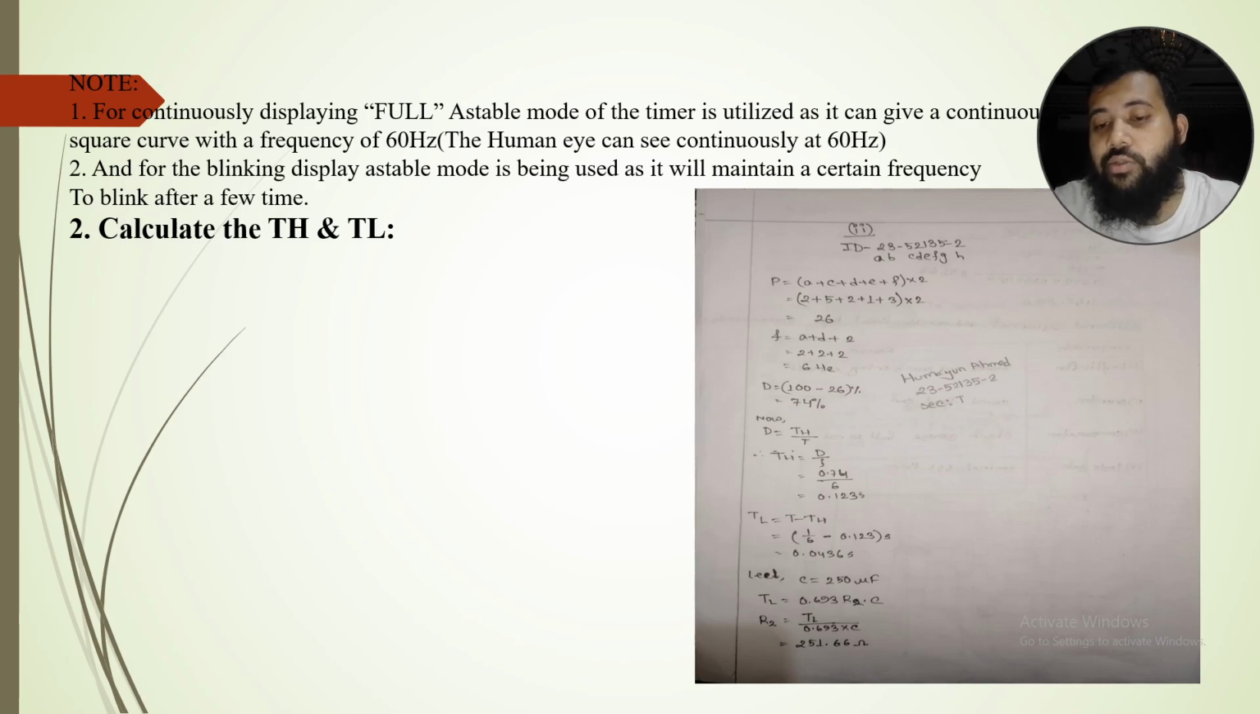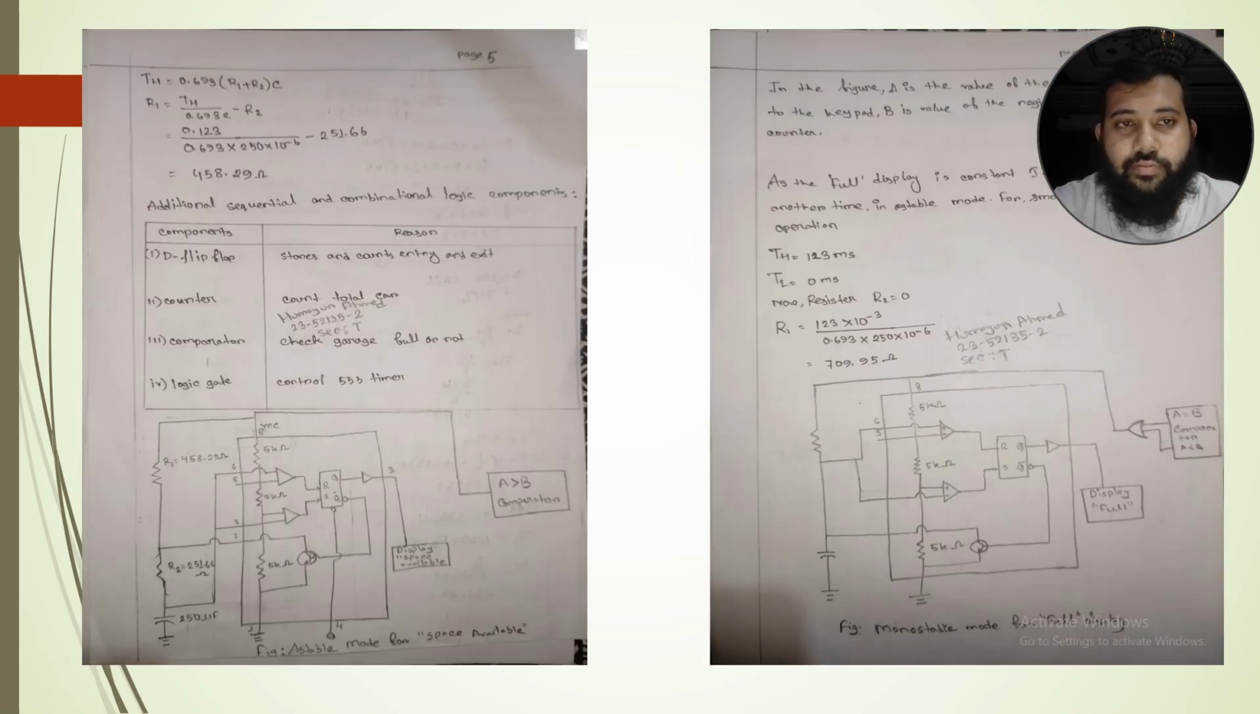So R2 is 251.66 ohm, and R1 is 458.29 ohm.